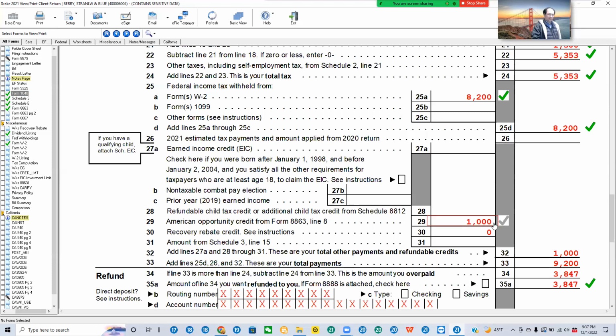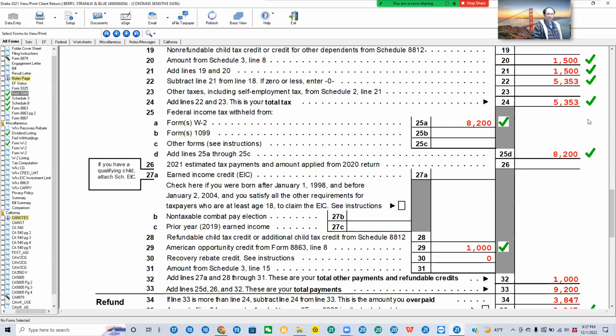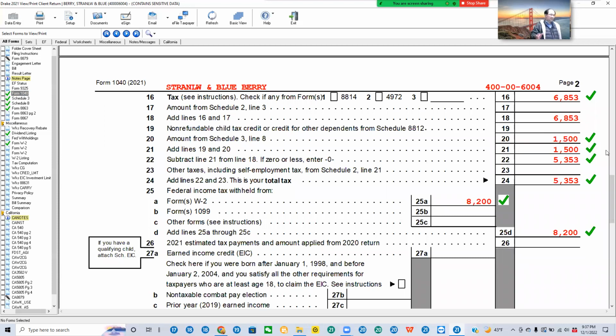Well, this $1,000 is refundable, which means even if your tax liability is 0, you still get this 1,000. The 1,500 is a non-refundable credit, which means it can only offset up to your tax. Let's say in this situation, you get 6,853, so on average, you can use them all. But if you only have 1,000 tax, you can use up 1,000, you will lose that 500.